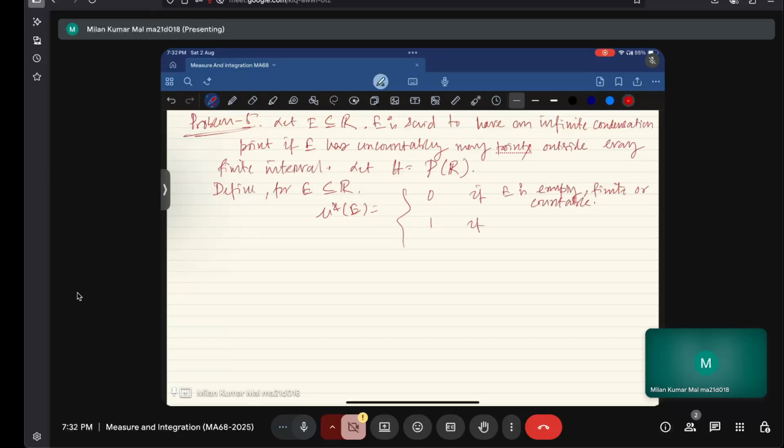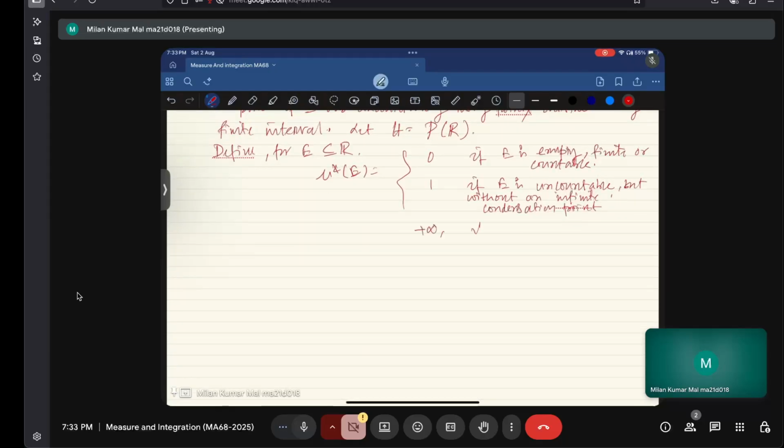And 1 if E is uncountable but without an infinite condensation point, and infinity if E has an infinite condensation point.